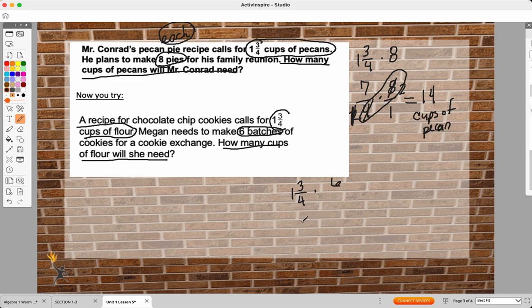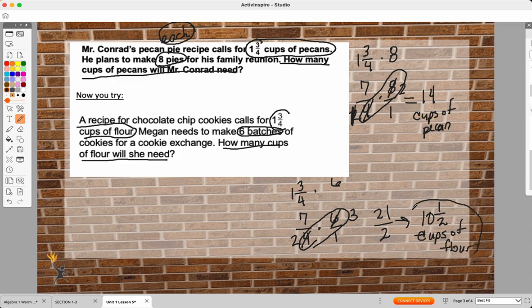Again, we're going to turn that into an improper fraction. 7 over 4 times 6 over 1. We share the greatest common factor of 4 and 6, which is 2, so that goes down to 2 and 3. So we get 21 over 2, and we can finish simplifying that. 2 goes into 21 10 times, and then a half remainder. So it's 10.5 cups of flour. All right, that's a lot of flour.